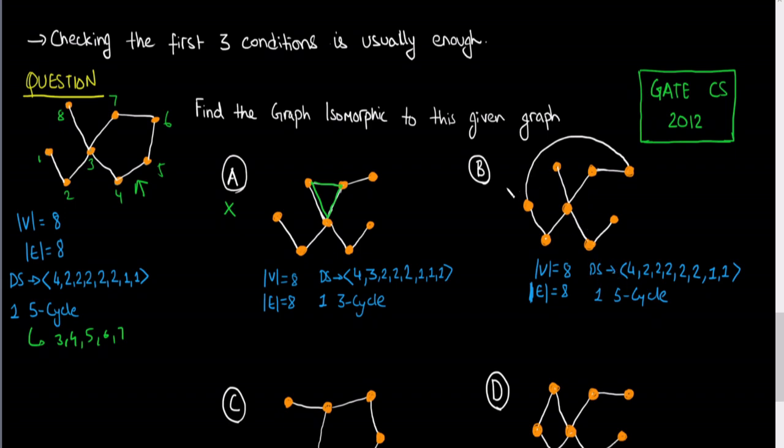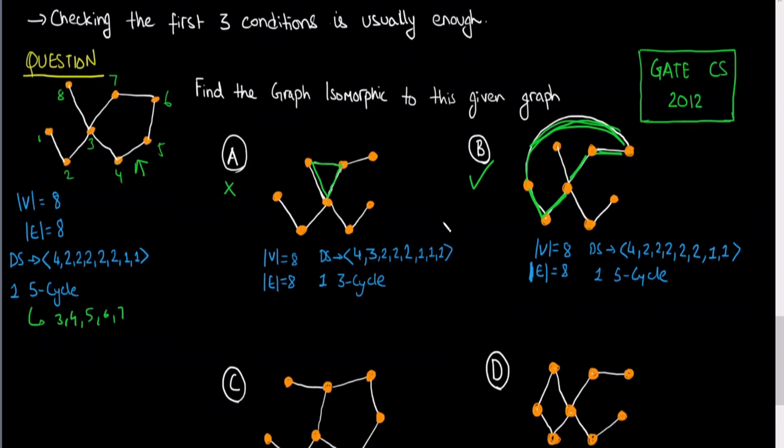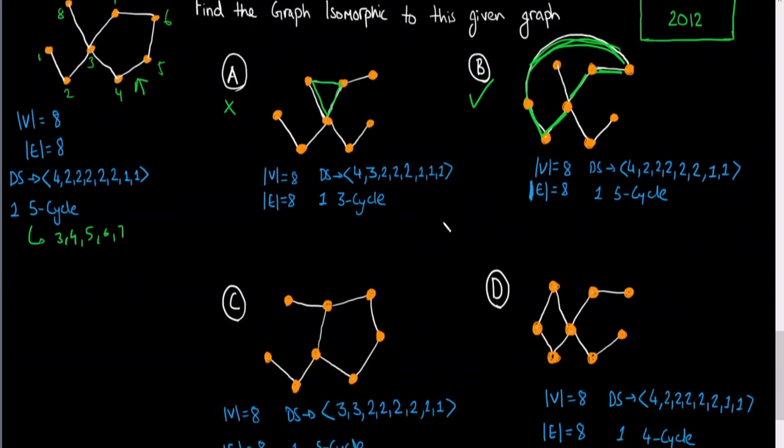And you see that you've got a 5 cycle. It's not really easy to get it at first, but if you look carefully, this is your 5 cycle illustrated in green. So these are 5 vertices, and this is a 5 cycle that you have. Now if you see carefully, we've got all these features the same as our original graph. So that means that B is our isomorphic graph. Also, you have to check all the options, as it may be a multi-correct question. So I'll check through all the options as well.